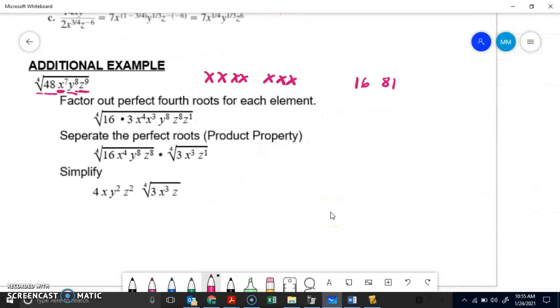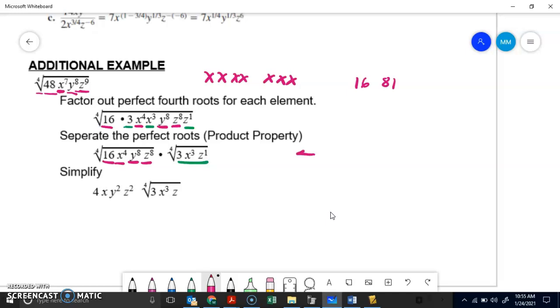So I'm going to pull out my perfects. 16 is perfect. x to the 4th is perfect, y to the 8th is perfect, z to the 8th is perfect. And what's left over, let me change colors, the 3, the x to the 3rd, the z to the 1st, are left trapped inside.